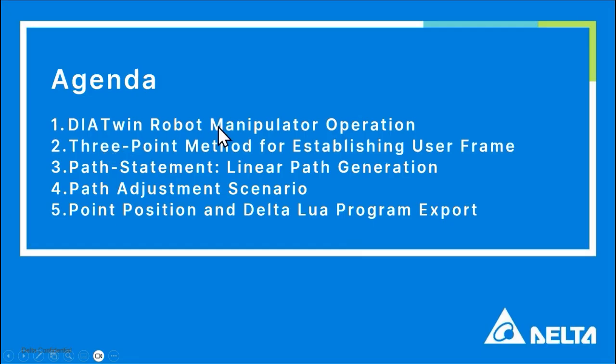First one is I will teach you how to use the robot manipulator in DIATwin and what kind of function we provide. And second, we can use the traditional method to teach 3 points to establish a user frame. And at the third part, we have a path demo tool to generate the linear path from CAD file. And the first one, we're going to introduce what kind of scenario we might face while using the path demo. And at the final, we can have an experiment for exporting the Delta log program and also the point table to our real machine.